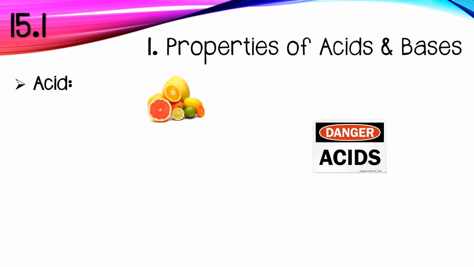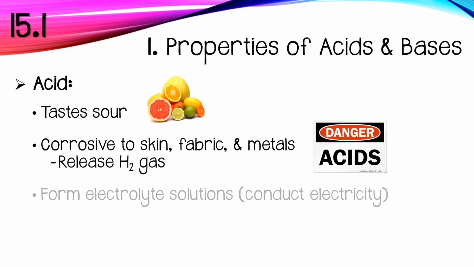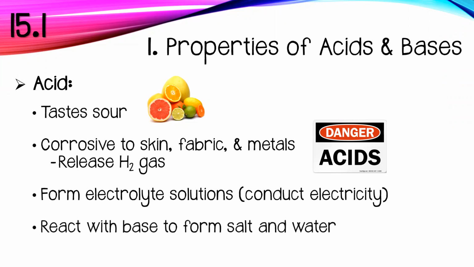So some general properties of acids. If you can actually taste an acid, which not all acids you should eat or consume, acids have a sour taste to them. Acids are corrosive to skin, fabric, and metals. When they corrode, they do release H2 hydrogen gas. Acids will form electrolyte solutions that will conduct electricity. And acids will react with a base to form salt and water, which we will get into more detail about later.